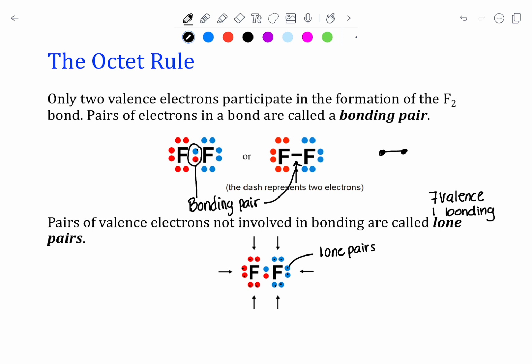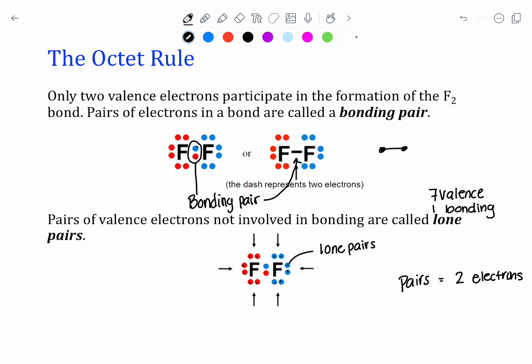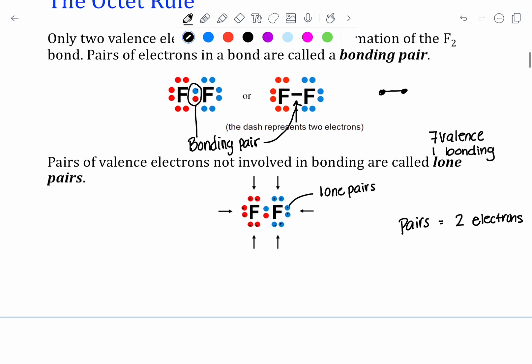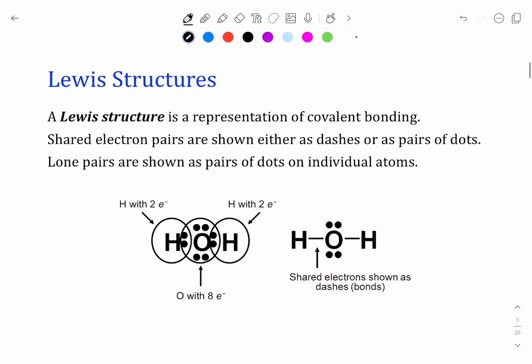And remember, we're talking about pairs. So pairs mean 2, so 2 electrons. A bonding pair has 2 electrons and a lone pair has 2 electrons. The lone pairs are just the valence electrons that are not participating in the bonding of that molecule. So to represent molecules where we show their bonding and their bonding pairs and their lone pairs, we can start drawing Lewis structures. And a Lewis structure is a representation of covalent bonding. Okay, this is only for covalent compounds.